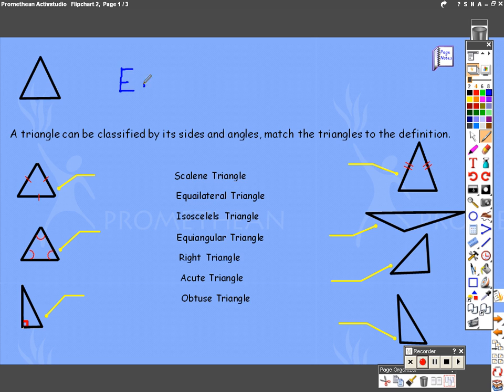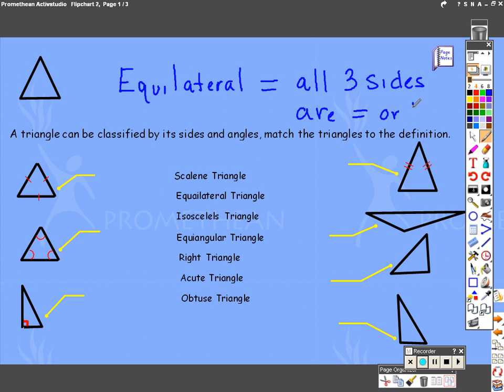I have equilateral. An equilateral means all three sides are equal or the same. Okay? Then I have isosceles. And isosceles is two the same. Two sides are the same. And then my final one is scalene. None are the same.